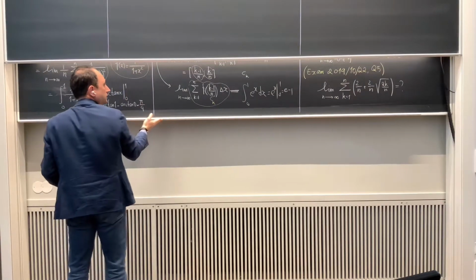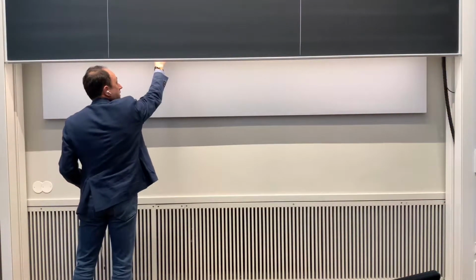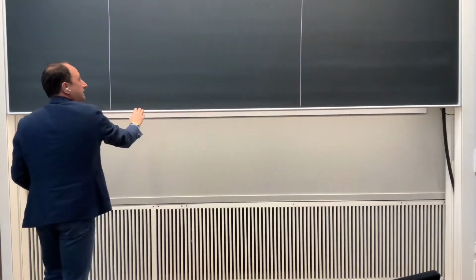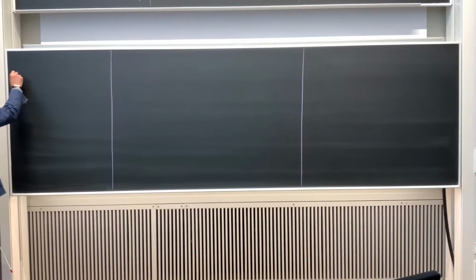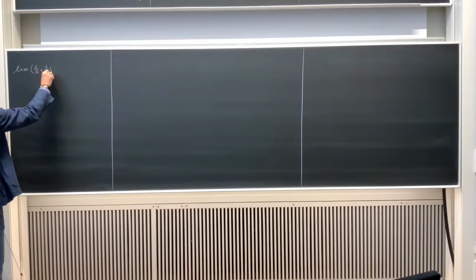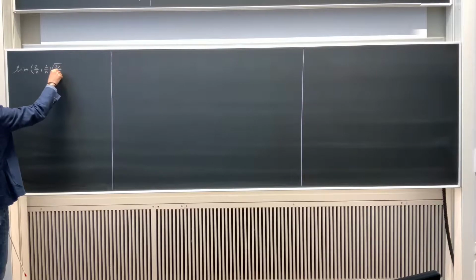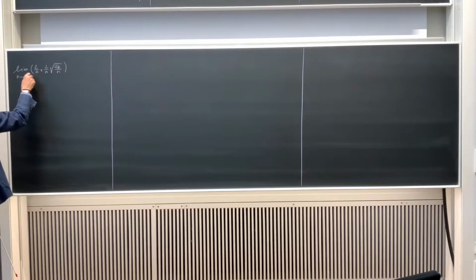Okay, so I have to erase it. Okay, so do you have any ideas? So let me write it here again. The limit of 2 over n plus 2 over n, square root of 2k over n, n goes to infinity. Any ideas? Yes?